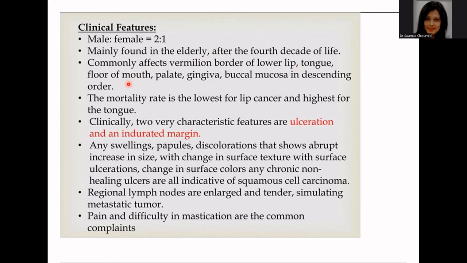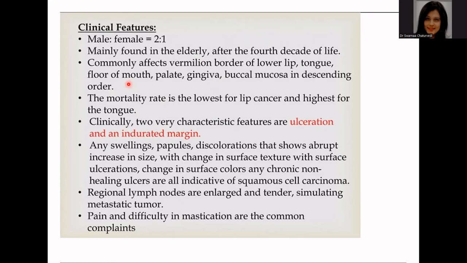Clinically, two very characteristic features of this lesion are ulceration and an indurated margin, a hardened margin. Any swelling, papule, or discoloration that shows an abrupt increase in size, with change in the surface texture, surface ulceration, change in surface color, or any non-healing chronic ulcer, they all are indicative of SCC. These are the very prime characteristics one should look for whenever in clinic.